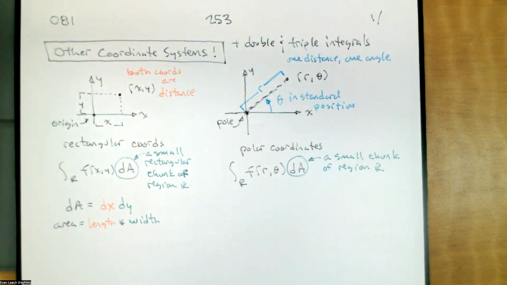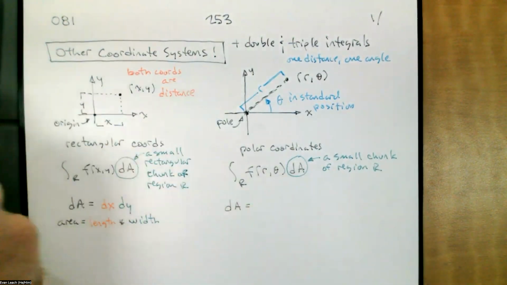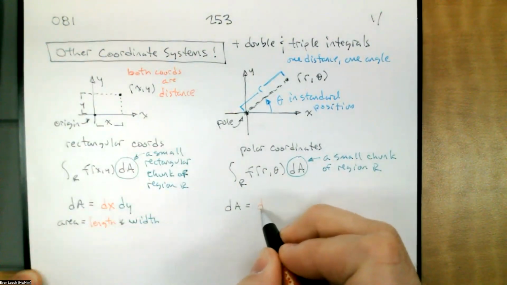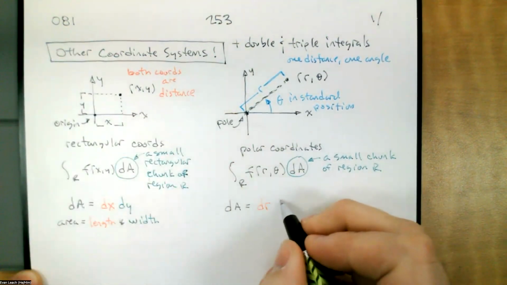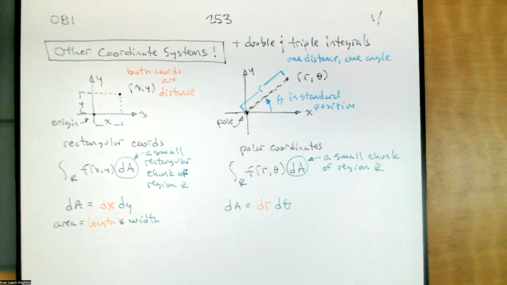The problem shows up if I try to break up dA in the same way we broke up dx, dy. So if we write dA as dr times d theta, now we have a problem. dA is supposed to be an area, dr is a length, but d theta is a change in angle, not a width. So that's the problem that we run into here.